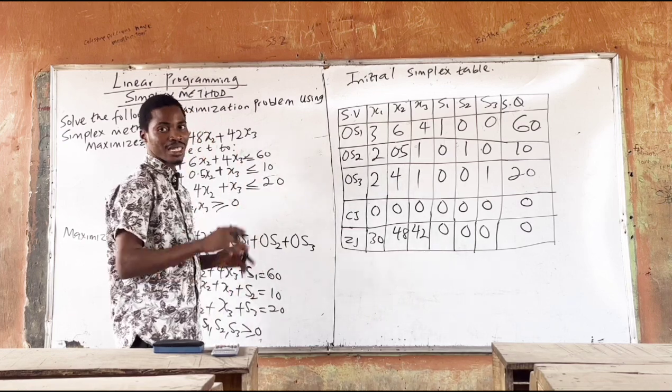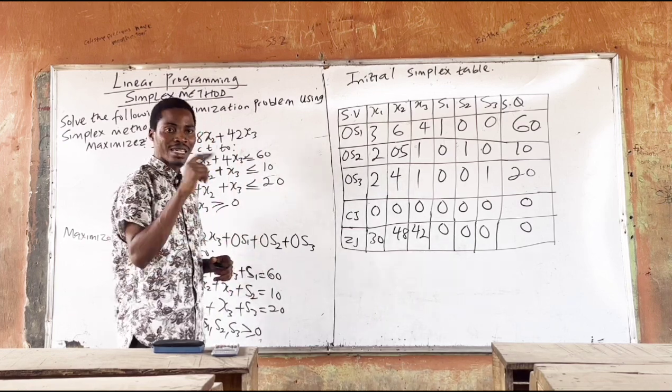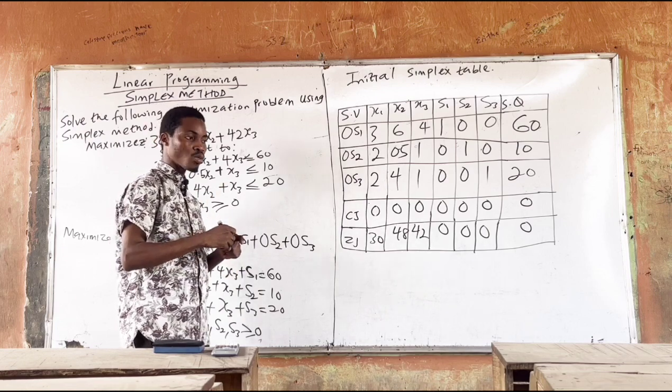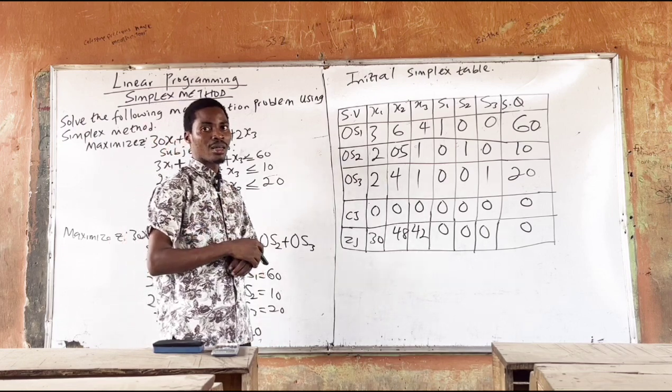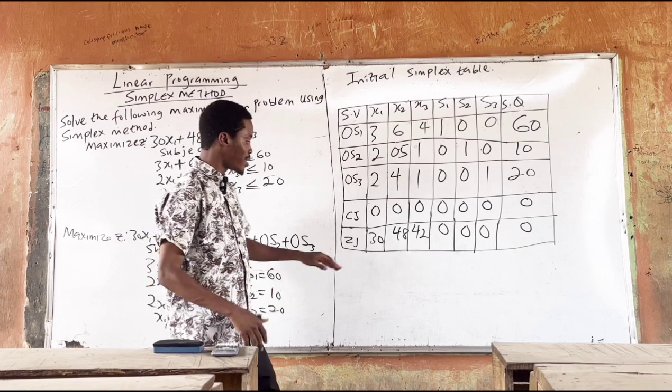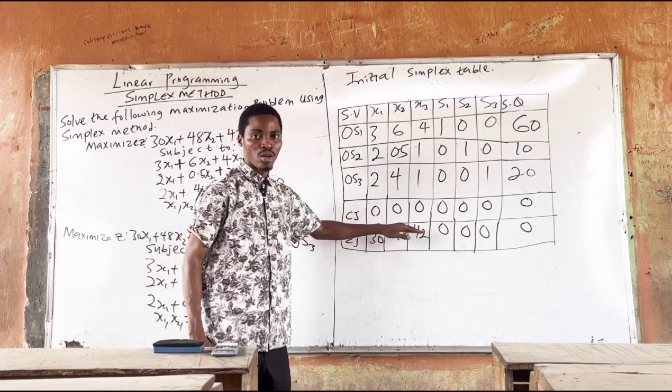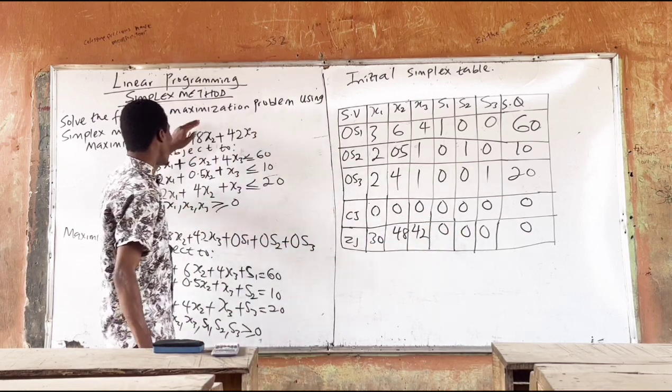Since this is my initial simplex table, and I've created my table, the next step is to check for my optimality. How can I check for my optimality? This place is an optimal solution, that is the objective function. And the objective function is maximization.